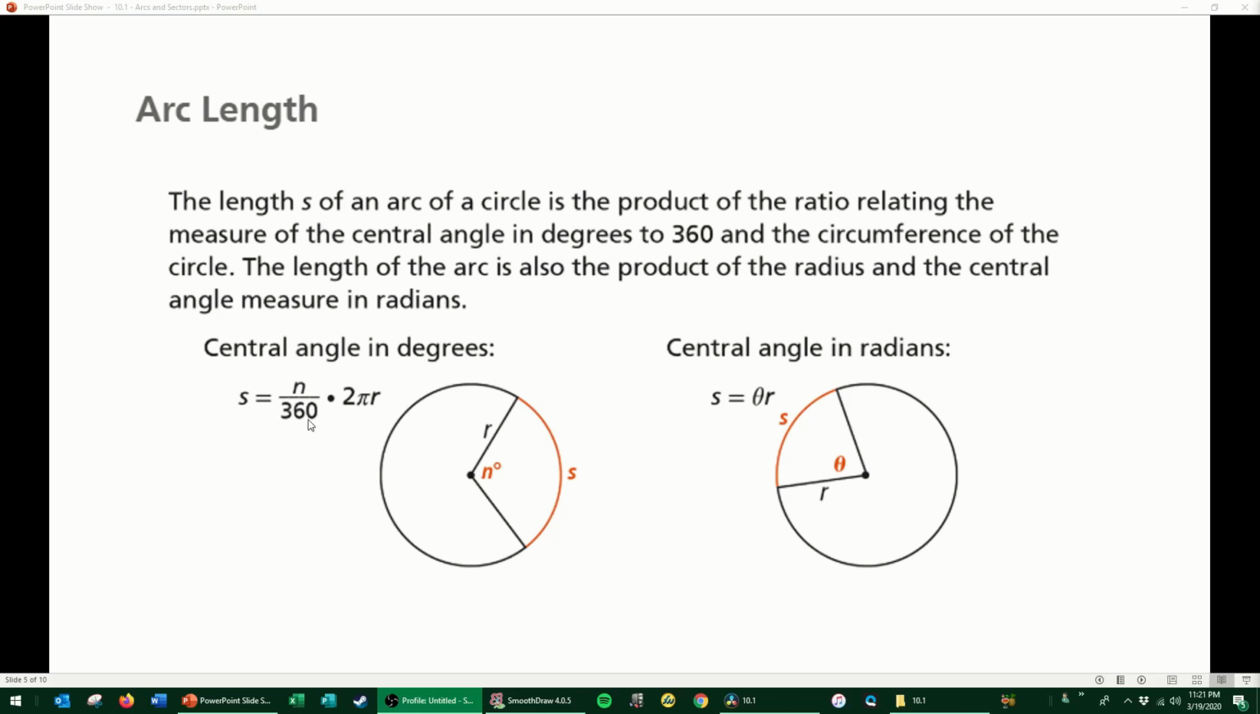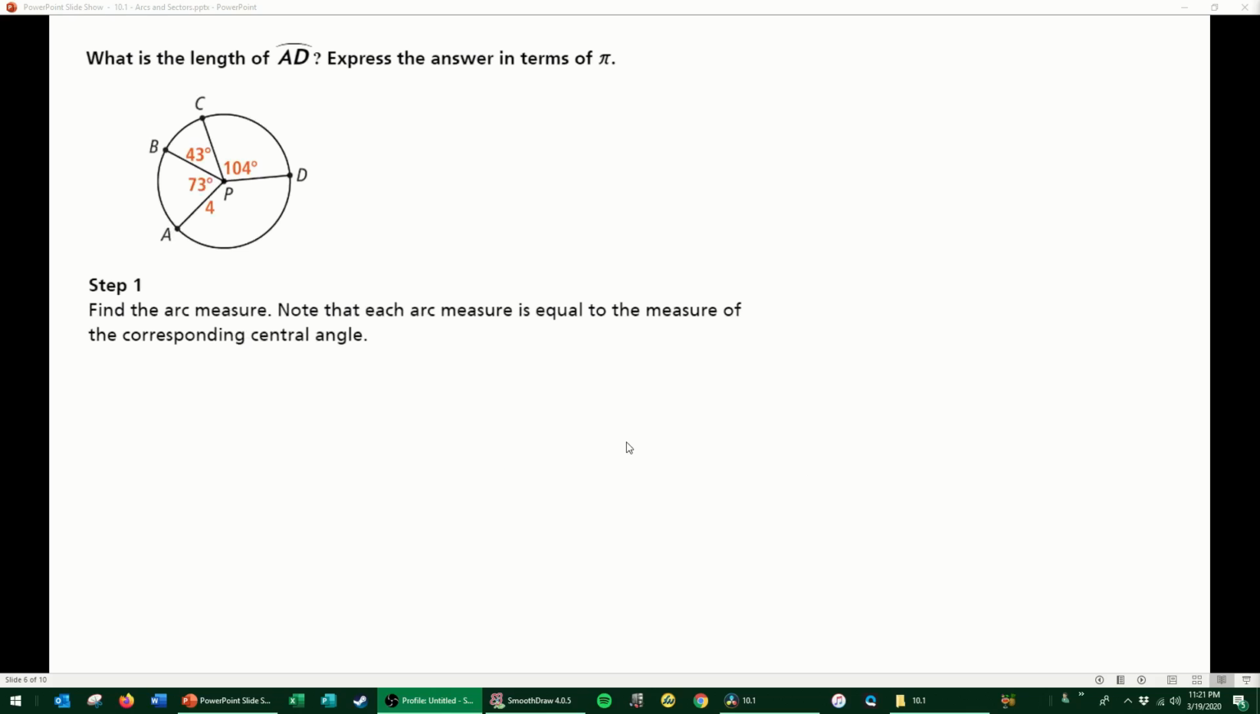One way to identify if you're going to be using this formula or this formula is where does your pi exist. If you don't have a pi inside of your central angle for your measure, you're going to be using degrees. If you see pi as part of the central angle measure, you're going to want to work in radians from there. So let's look at a couple of the questions.